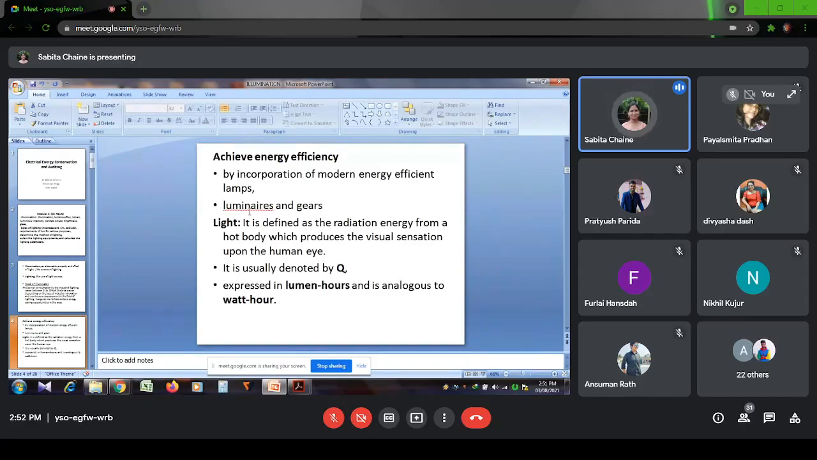Then we go to the other terms. What is light? Light is energy. In the first class I already told you the different forms of energy: primary form of energy and secondary form of energy. Primary energy is what is available in nature, and secondary is what is converted from one form to another. So light energy is which form of energy? Primary.